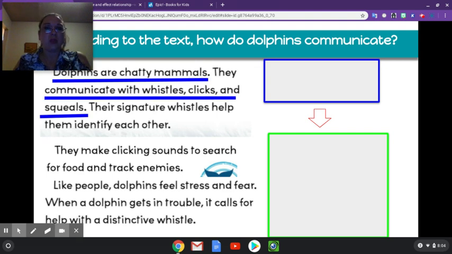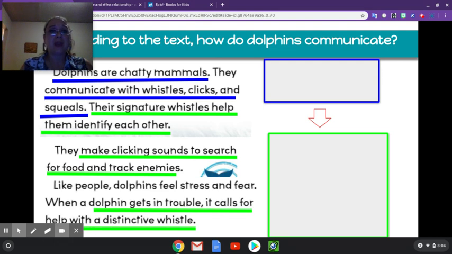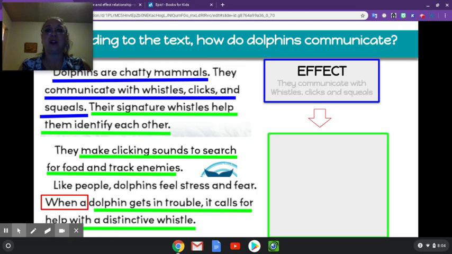So again, we have the effects. Dolphins are chatty mammals and they communicate with whistles, clicks, and squeals. Now, what would cause all this? Well, they have signature whistles to help them identify each other. They do the clicking sounds to search for food and to track their enemies. And if a dolphin gets in trouble, it calls for help with a distinctive whistle. And then again, we have our signal word, when. So again, our effect was they communicate using whistles, clicks, and squeals.